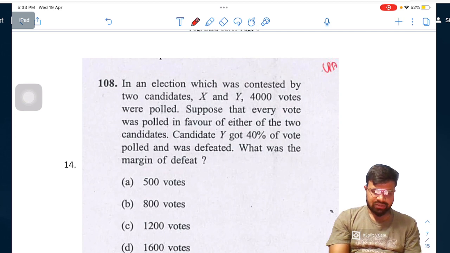Again an election question. 4,000 votes were polled. Suppose that every vote was polled in favor of either of the candidates, and Y got 40% of the vote and was defeated. What was the margin of defeat?